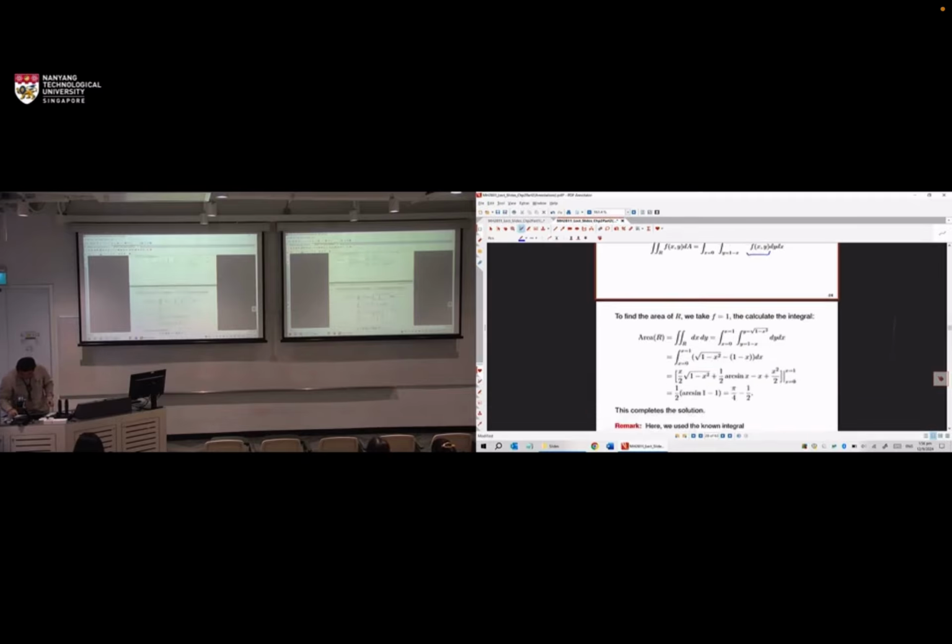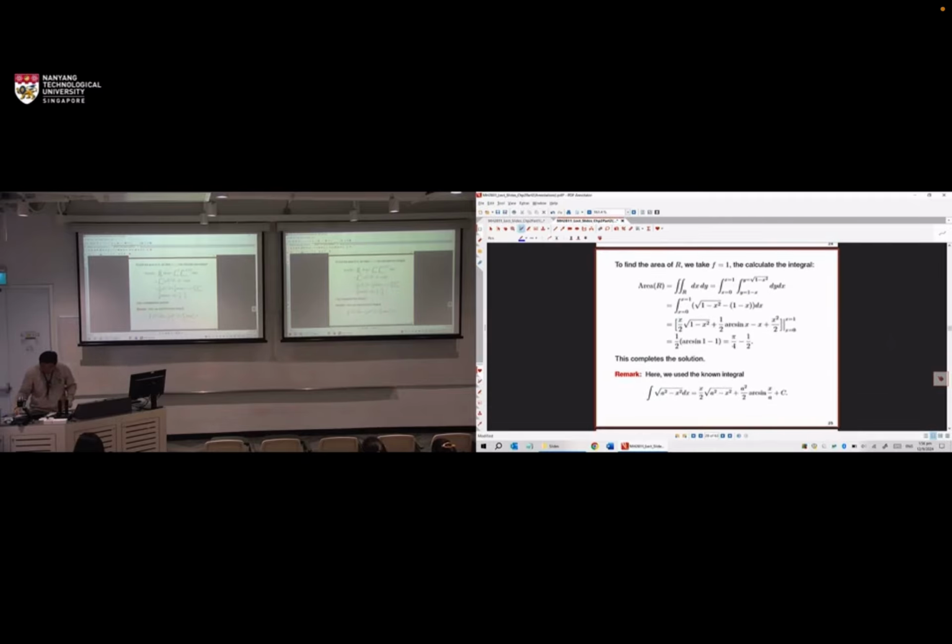Let's wrap up with this section. They say that I just want to find the area of R. The area of R means that F is 1. So for the numerical value of the area of R, just take F as 1.